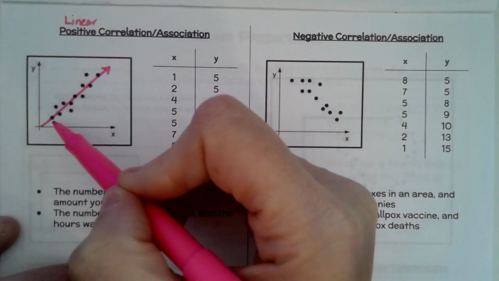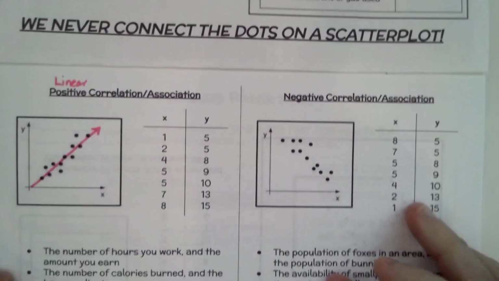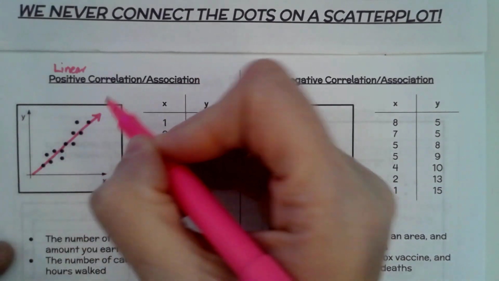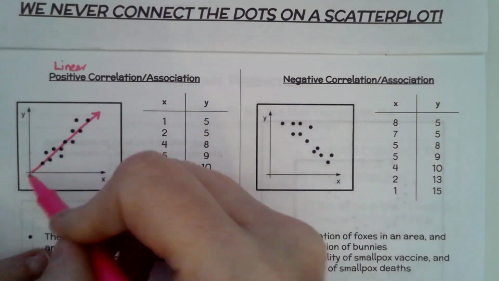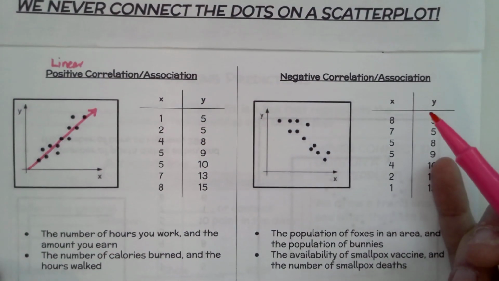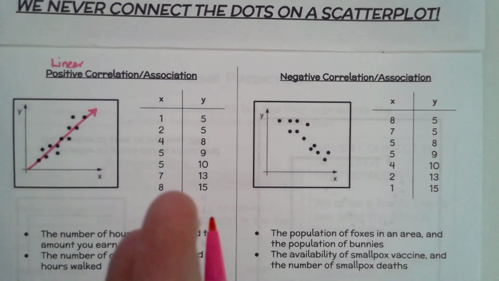Now, is this a perfect straight line? No, but we don't connect the dots, right? Because it says so right there, we never connect the dots. So yes, I get it, that's not a straight line. But if I kind of squished all those points together, that's about where they would line up. And in general, it looks like a line going up. Okay, so that's what it looks like in a graph, a line with a positive slope.